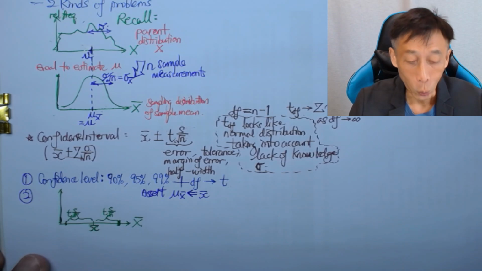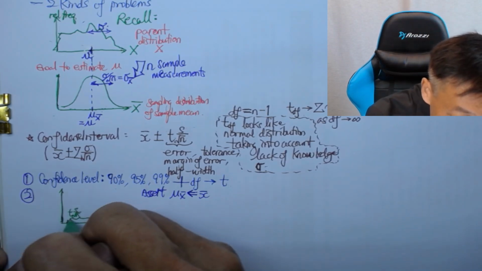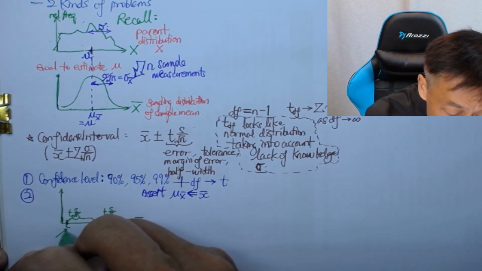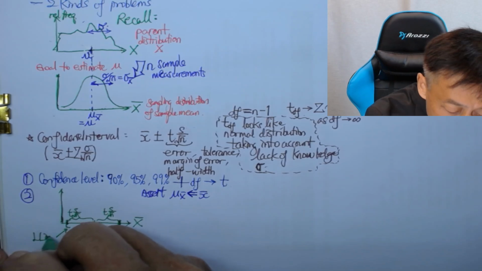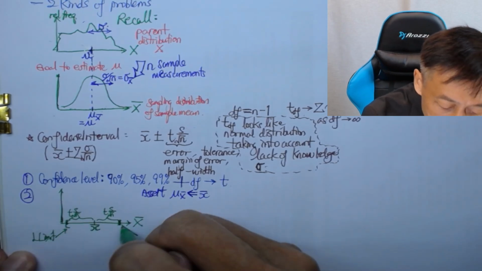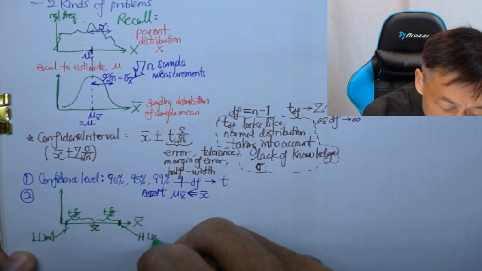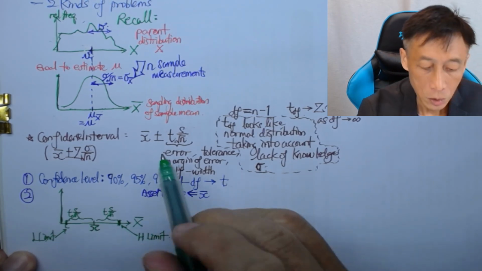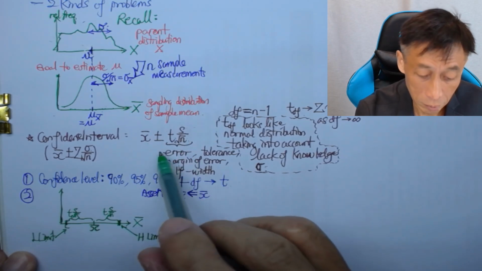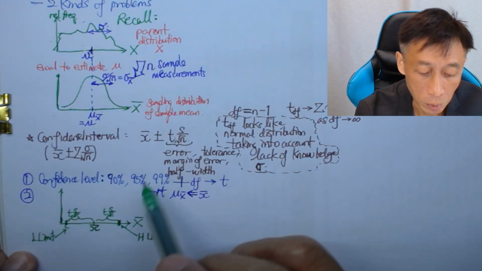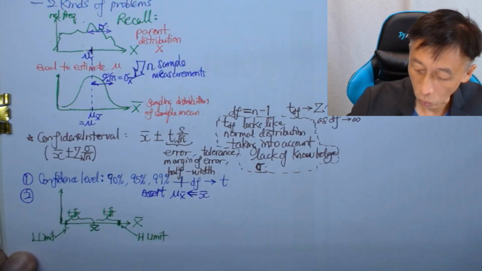All right, so let's call this the lower limit and this the high limit. Those two values are calculated from this formula alone, and then we are done. So what's the big deal here?